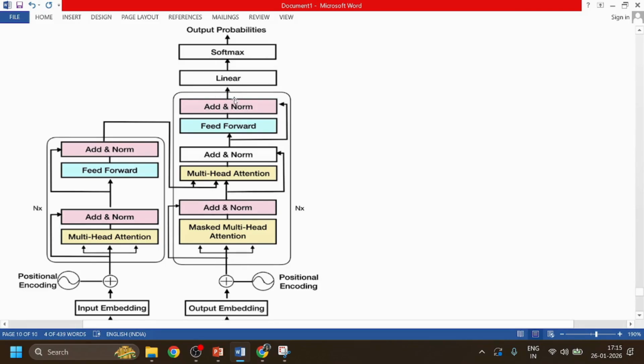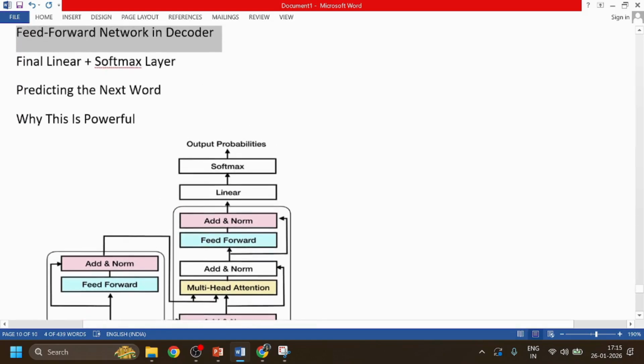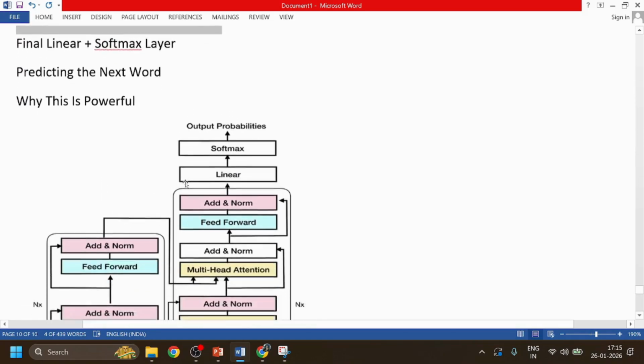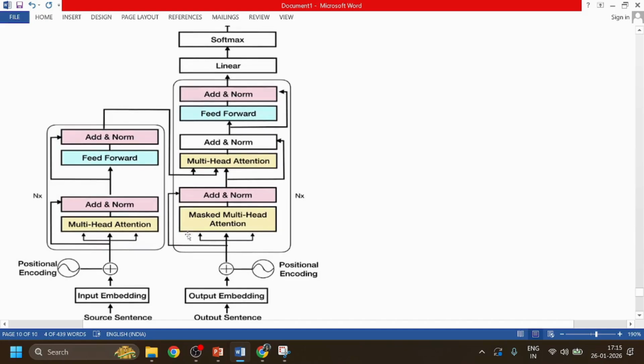Next is predicting the next word. Each probability represents how likely a word is to be the next one. The model selects one word and moves to the next step. This process repeats until the sentence is completed. So why is this powerful? This design allows the model to generate text. It works for translation, chat, summarization, and many more. This is the core of GPT-like models.